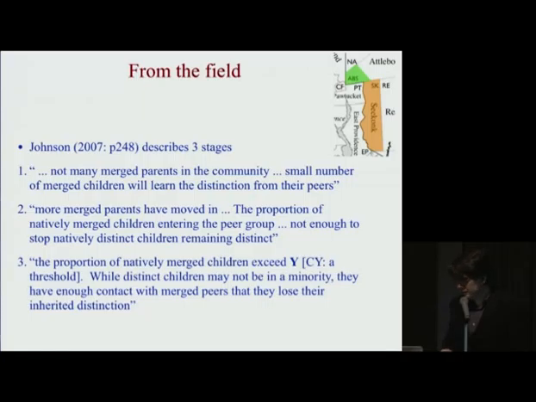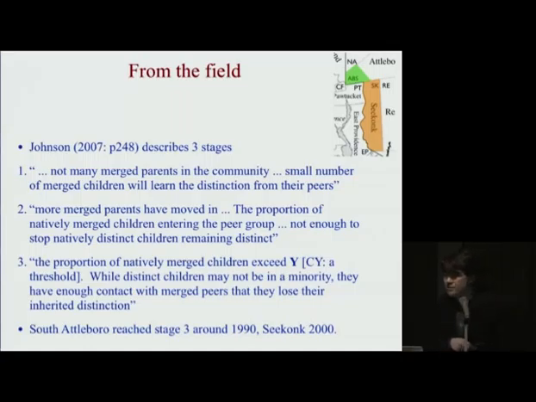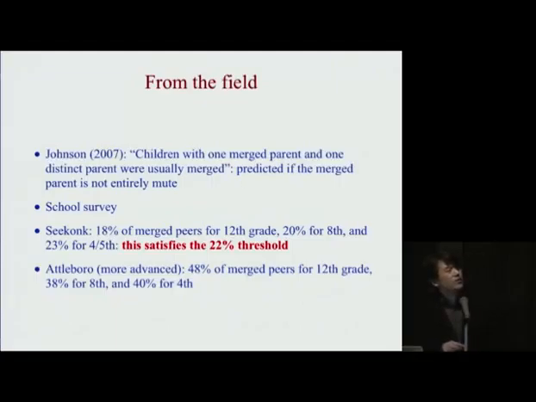So it's 22%. Let's see if this is right. Some of the towns he's looking at reached the threshold, reached stage three, namely everybody became merged, some of them by 1990, some of them by 2000. For 2000 he got the demographic data, as I show here. He noted that children with one merged parent and one distinct parent were usually merged. This would not be surprising, because if you primarily learn from your parents, and you only need 22% of the tokens to be coming from the merged parent, that's enough for you to learn the merger. Let's assume the one parent isn't exactly mute, and that's enough for this generalization to be true.